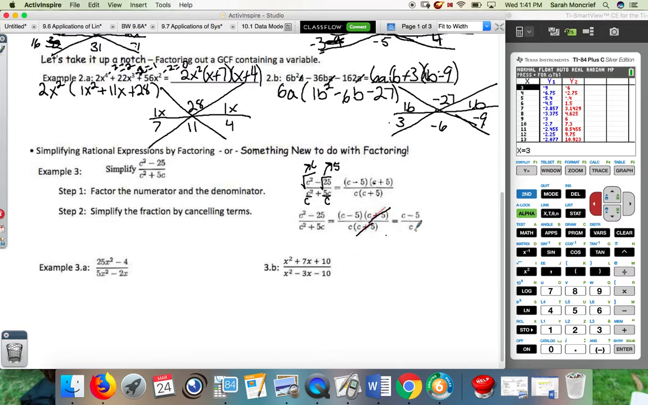And we can't cancel these c's out because at the top there's a minus sign in between them. So it won't work out. All right, now let's look at example 3a.